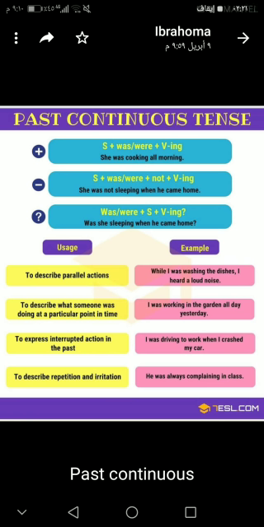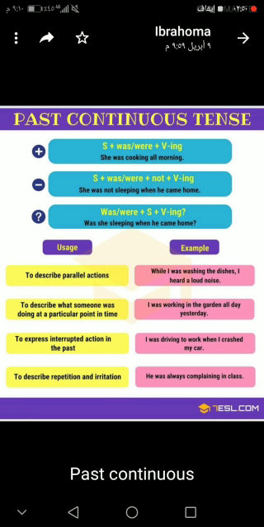Then let's talk about the use or the rules of how to use the past continuous tense. There are four rules. The first rule is that the past continuous tense is used to describe parallel actions, that means like a sequence, an action comes after another action. Example: when I was washing the dishes, I heard a loud noise. If you notice here, there are two actions or events: washing the dishes, then heard a loud noise.